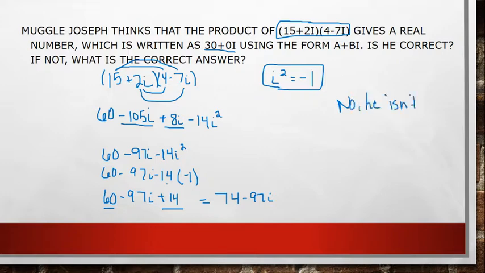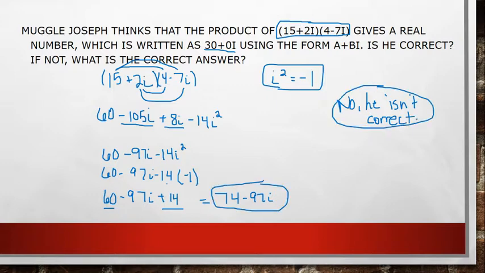And then our second question asks, if he's not correct, what should the answer be? Well, the answer should be 74 minus 97i. So that is what we end up with: no, he isn't correct, and it should be 74 minus 97i.